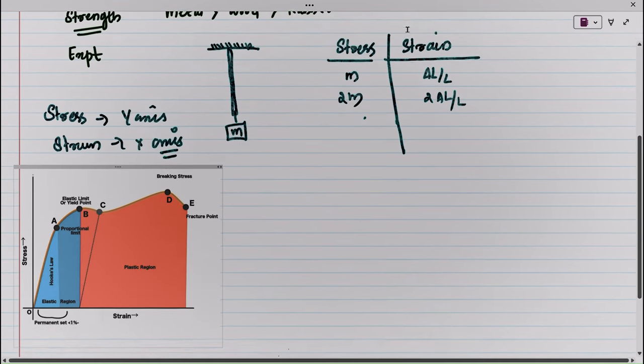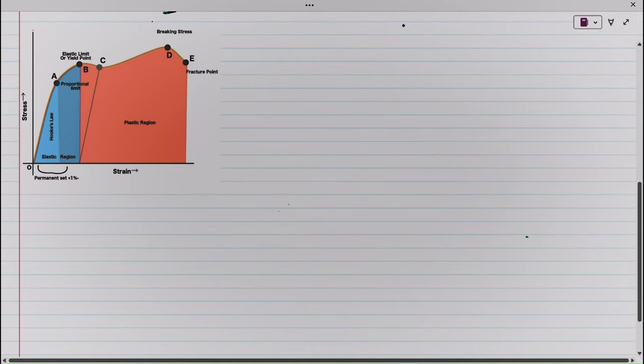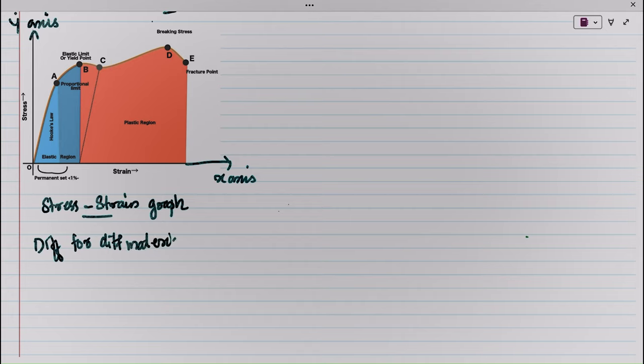The stress-strain graph will look like this. Since we are taking strain along the x-axis and stress along the y-axis, we get something like this. It is different for different materials. And we are going to analyze the stress-strain graph.